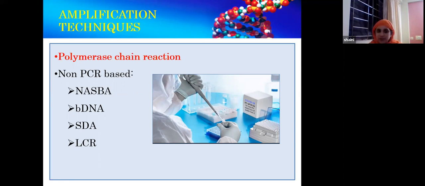So with the advent of PCR, it became routine. It started becoming a routine lab procedure to identify microorganisms and tumor cells based on PCR. Of late, a lot of non-PCR techniques have come up, but they are mostly for research purposes.